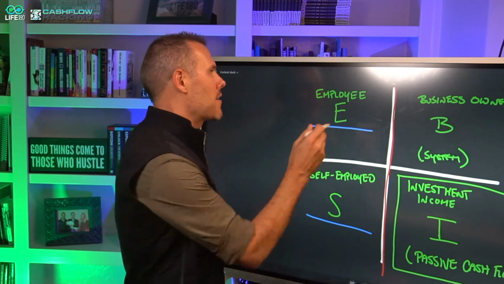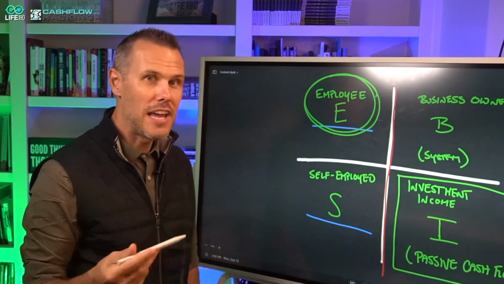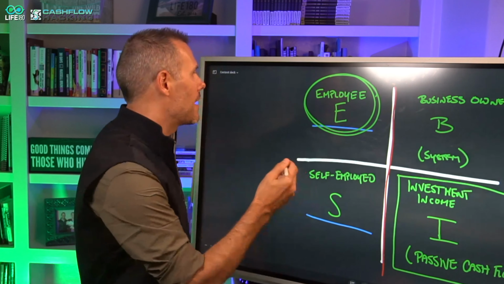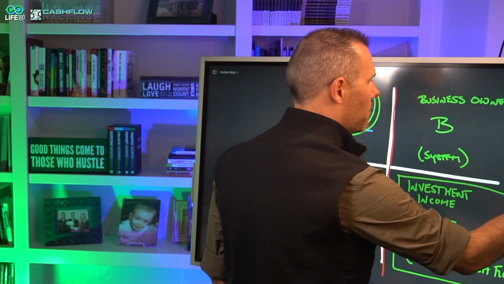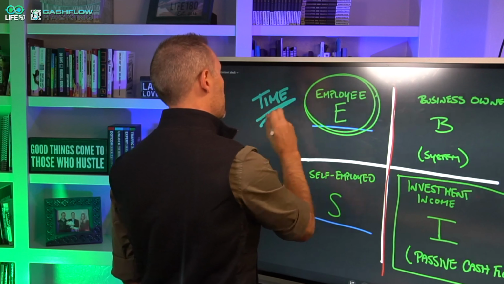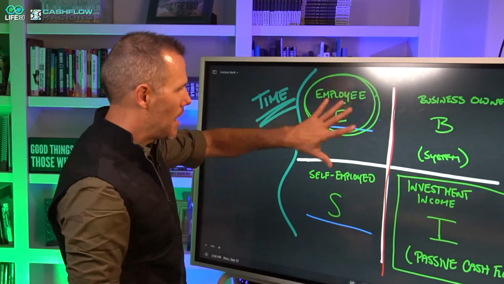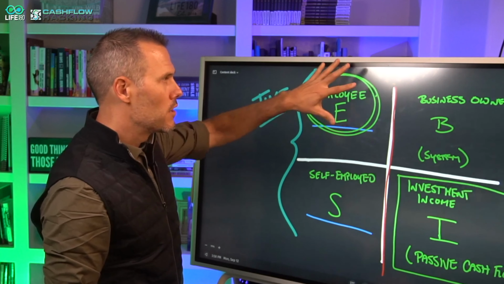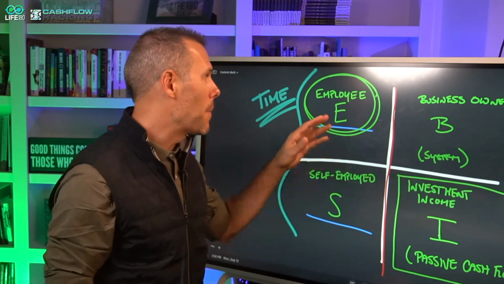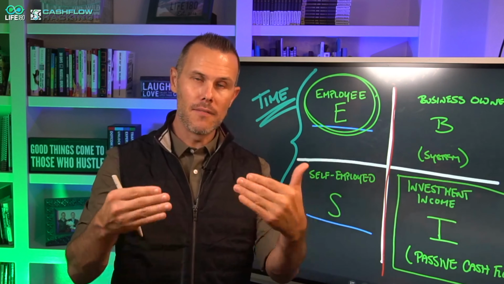Now, almost everybody I know has to start, unless you start with a very fortunate hand dealt to you, as an employee in some way, shape, or form. On the left side here, what do we have in common? We have time. So we're trading time for money. This whole section, these two things here, you're trading time for money. You're an employee, you go to work, you punch a clock, you're responsible, maybe you work at home at this point in time, but the bottom line is you are trading time for money. You're exchanging your time for a paycheck.